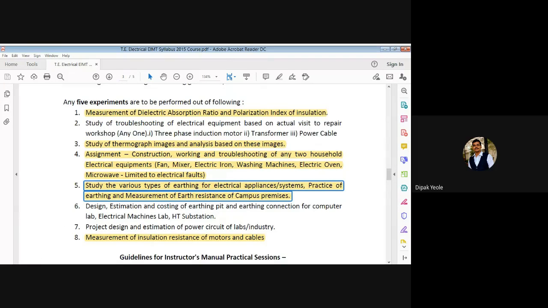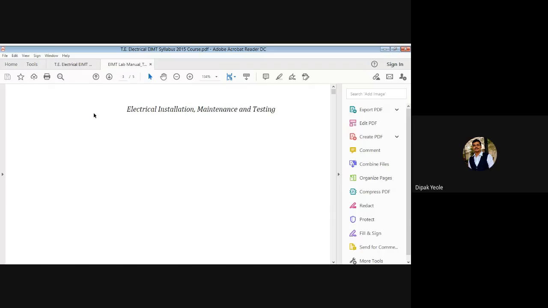we finished the apparatus: we require the earth tester. I hope you remember that concept, the earth tester. It is nothing but an instrument which is used for measuring the earth resistance. So if someone asks you what is the purpose of the earth tester, you have to say that it is used for measuring the earth resistance. That is the application of the earth tester.